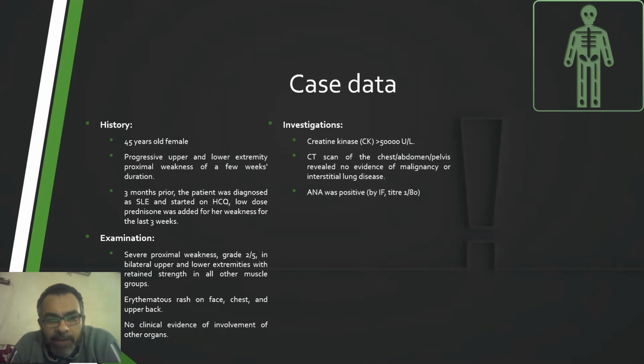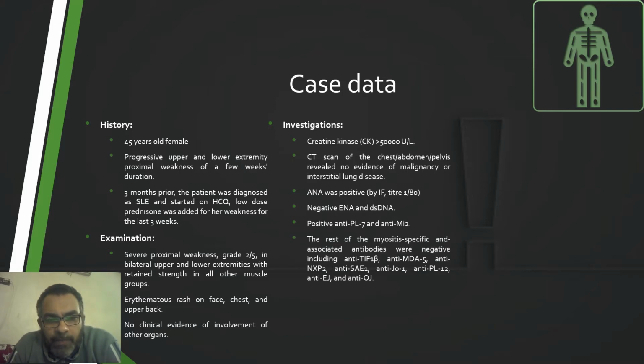ANA was positive by immunofluorescence with a titer 1/80. Negative ENA and anti-double-stranded DNA, but positive anti-PL-7 and anti-Mi2. The rest of myositis-specific and associated antibodies were negative, including anti-TIF1 beta, anti-MDA5, anti-NXP2, anti-SAE1, anti-JO1, anti-PL12, anti-EJ, and anti-OJ.